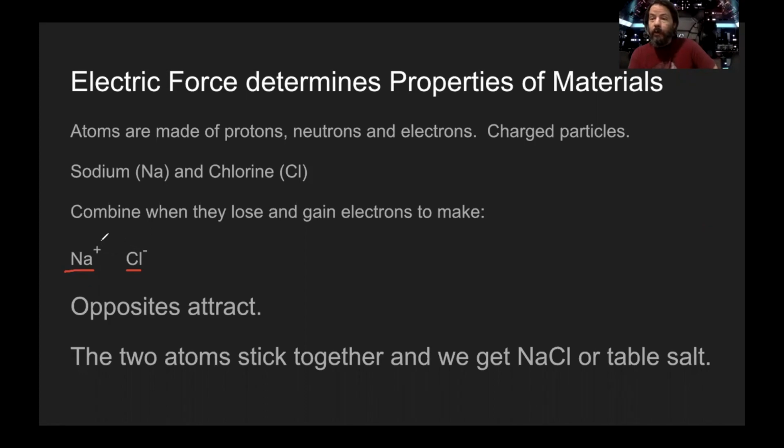But now sodium has lost an electron and it's positively charged. Chlorine is negatively charged. Opposites attract. And now we've got table salt. Okay, so it's all based on the charge. So 2 atoms stick together and we get sodium chloride, or table salt. This electric force is also the reason why your hands don't pass through each other, okay? There's that electric field, if you will, and when your hands collide, it's a combination of the magnetic force and the electric force, but basically it creates a solidity to the atom.